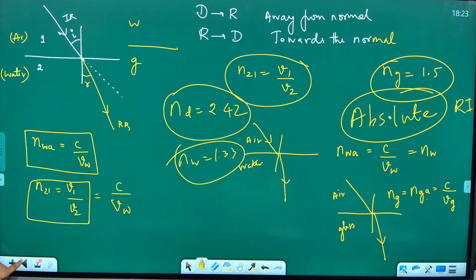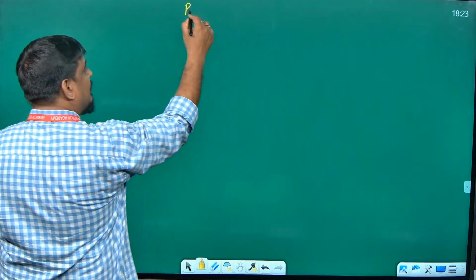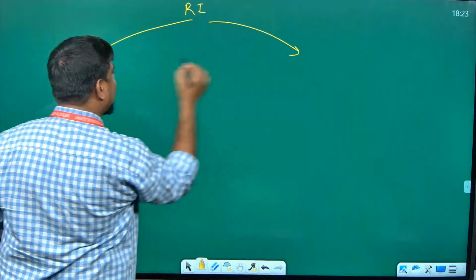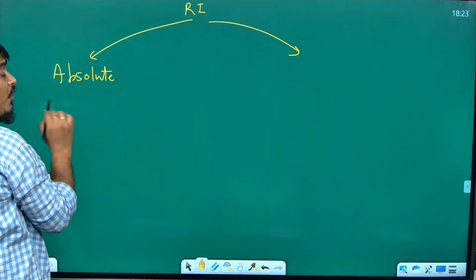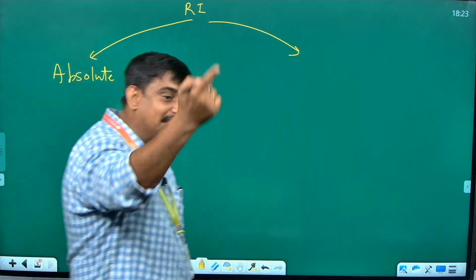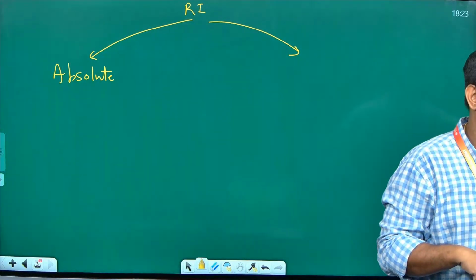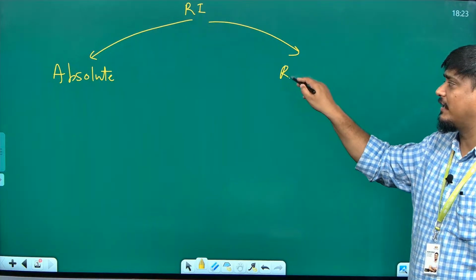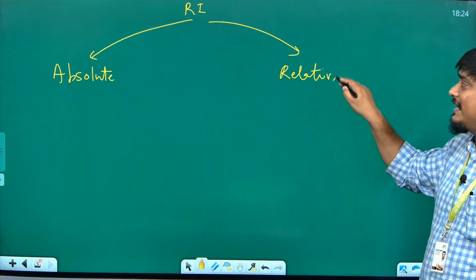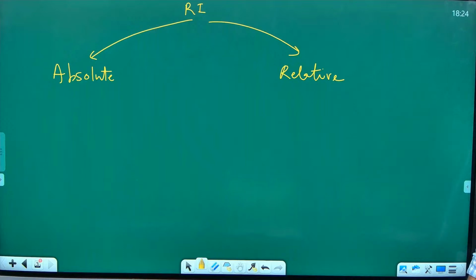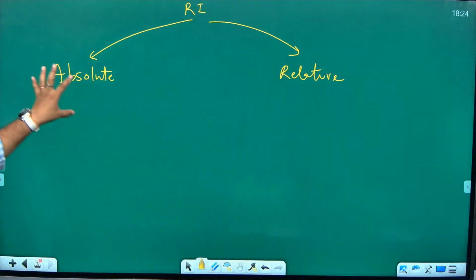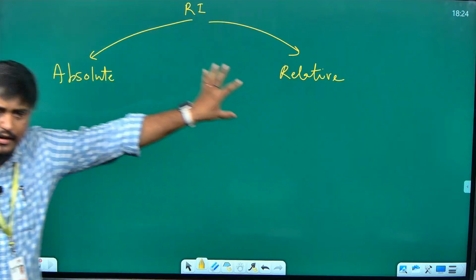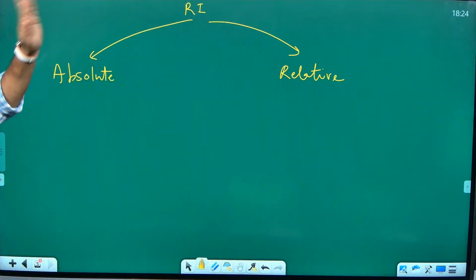So, in simple words, refractive index can be of two types. One is absolute refractive index, which is speed of light in air divided by speed of light in a medium. The second is relative refractive index, which is speed of light in one medium divided by speed of light in a second medium. To be very exact, absolute refractive index is also a type of relative refractive index only, but the first medium is air.